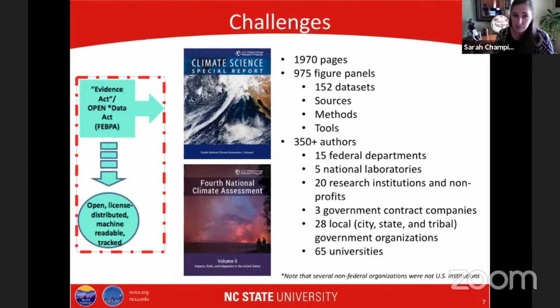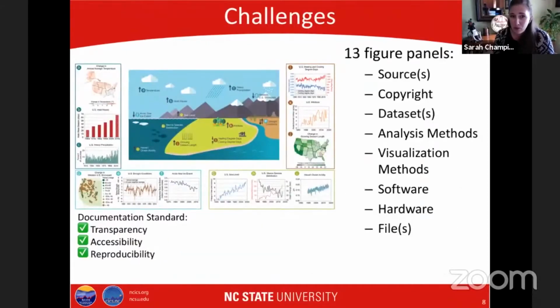Next slide, please. So how have we historically tackled these challenges? Well, for both the third and the fourth assessments, we work directly with assessment authors and contributors to collect the underlying figure source and dataset metadata by way of an online author survey. These surveys are organized so that the collected input ensures our information quality mandates are met.